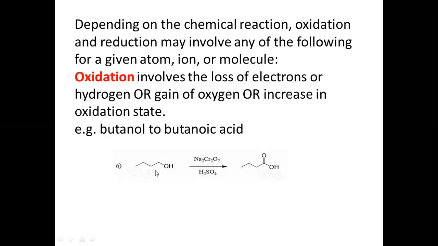This conversion of alcohols into carboxylic acid is taking place in the presence of a reagent, in this case sodium dichromate. This sodium dichromate is a reagent which is converting alcohols into carboxylic acid. So this is an oxidation reaction, and the reagent which is helpful for this oxidation reaction is called an oxidizing reagent. So in the presence of this oxidizing reagent, alcohol is oxidizing into carboxylic acid.